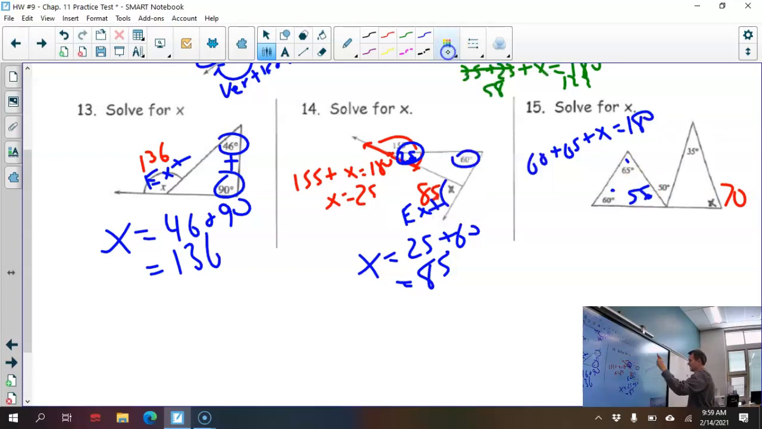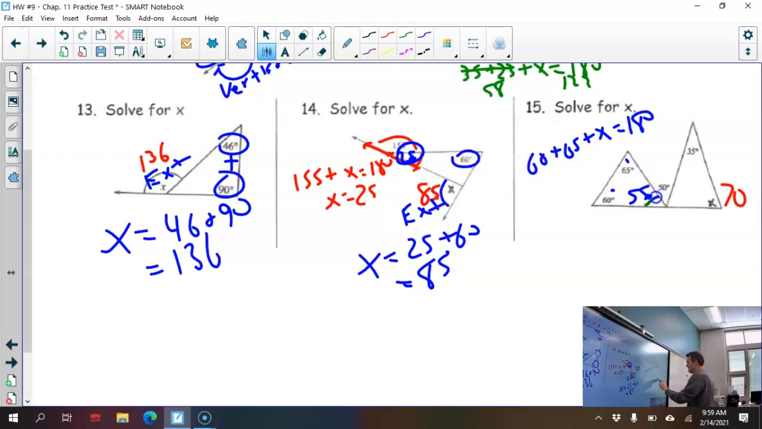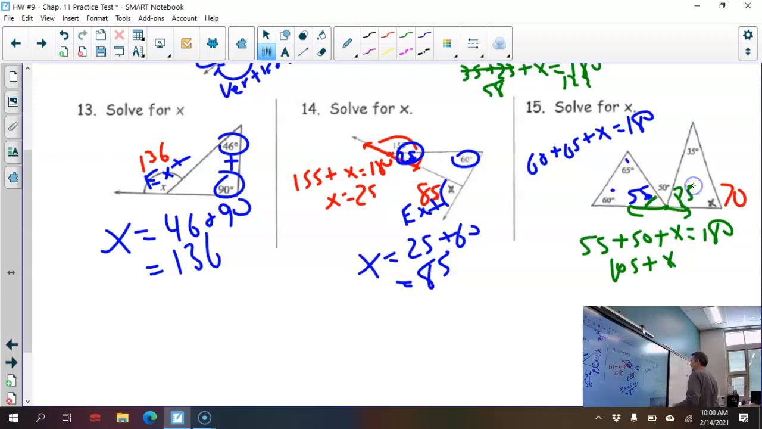Then I'm going to use this angle. This angle and this angle and this angle make a straight line. They are a linear pair, even though there's three of them. So that means that 55 plus 50 plus x equals 180. That's 105. So x would be 75.